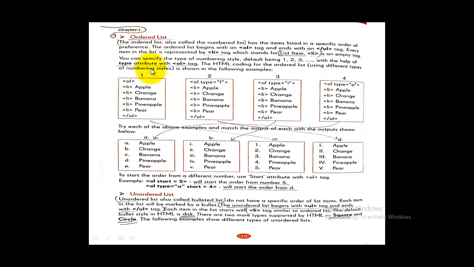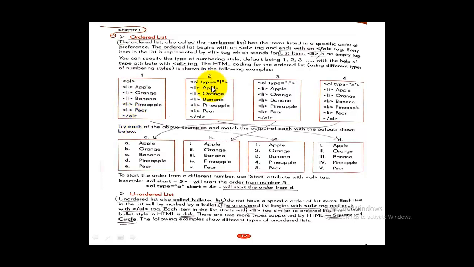With the help of the type attribute with the OL tag, the HTML coding for the ordered list using different types of numbering styles is shown in the following examples. Now 1 2 3 4, examples are given here. OL for ordered list, LI for list items. Now OL, LI, apple, orange, banana, pineapple, pear. Now this is the closing tag of the ordered list.